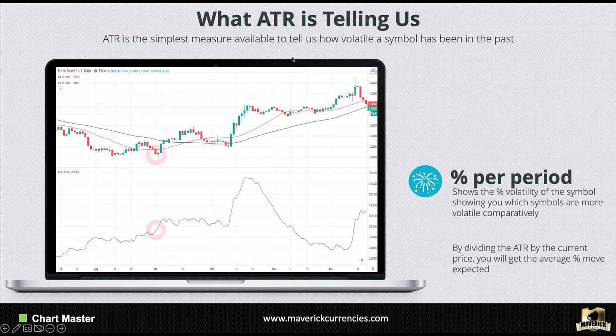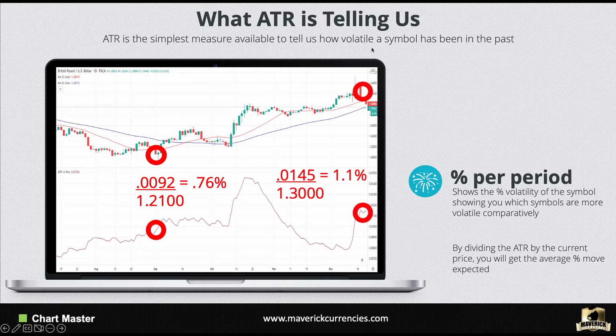Now let's take another example with percentage per period. The way it's calculated is that it takes the amount of pips moving on that candle and divides it by the price of that pair, which gives you the percentage change. It's giving very similar information, one on a number basis and one on a percentage basis. In this case, the ATR is at 145 pips, and dividing that by the price of 130 gives about 1.1%. So in these two different examples, the ATR is rising, gone from 0.76% to 1.1%.